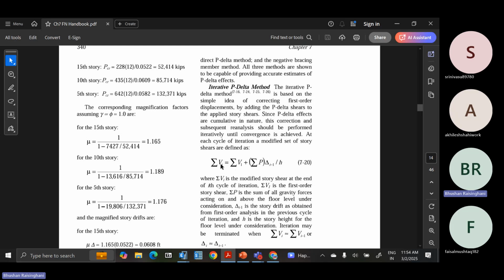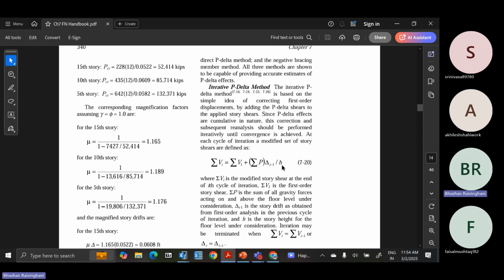So Vi, now I make it V2. Then this will be V1 plus P into delta of i minus 1 divided by H. So my story 1 delta into P divided by H, I will add to this story. Okay, so I will get a value for story 1 also. So delta i minus 1 is equal to 0, so sigma for V1 is equal to V1. For V2 it is V1 plus sigma P delta i minus 1 divided by H.